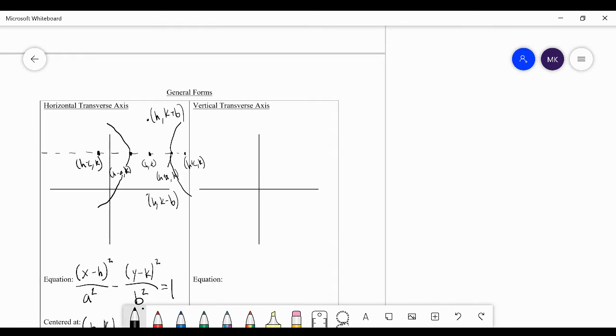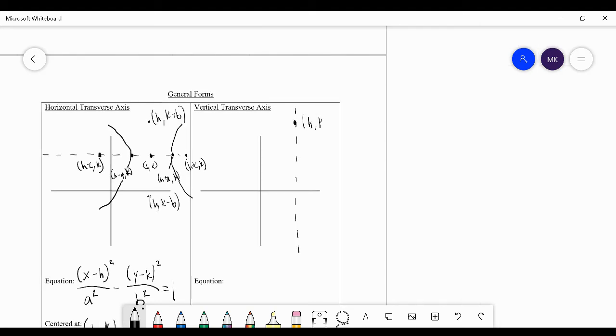Now, if we have a vertical transverse axis, that means our axis is going vertical. We have our lovely c value of h comma k plus c. We have our a value, that is h comma k plus a. We have our other a value, which is h comma k minus a. We have our foci, which is going to be at the point h comma k minus c. This is all centered at h, k.